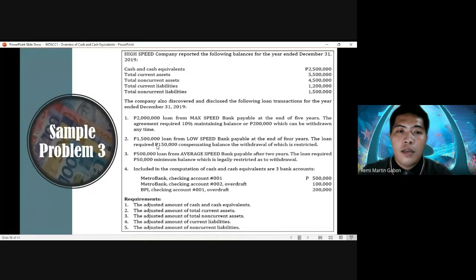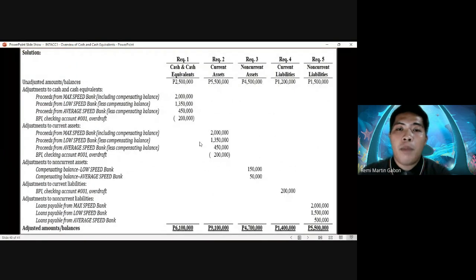Next. 500,000 loan na 2 years. Minimum maintaining balance, legally restricted din. So therefore, non-current. Okay? The difference na 450,000, yun lang yung part ng cash. Yun lang din yung part ng current asset out of the 500,000. Then, the compensating balance na 50,000 nasa non-current asset.